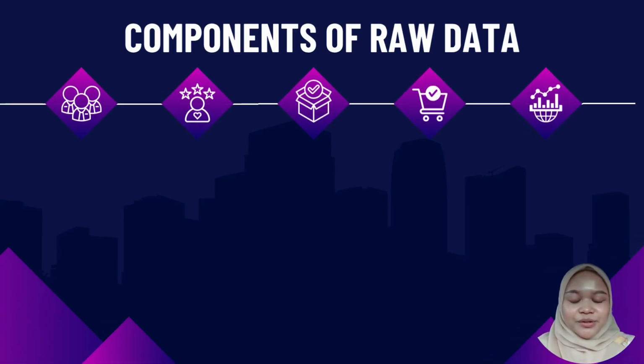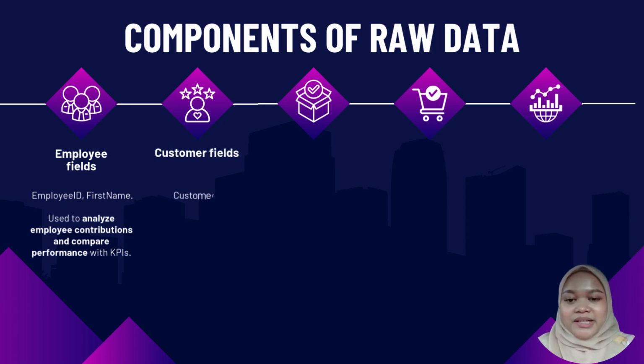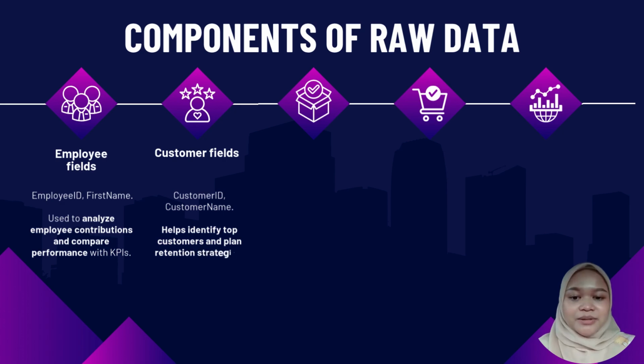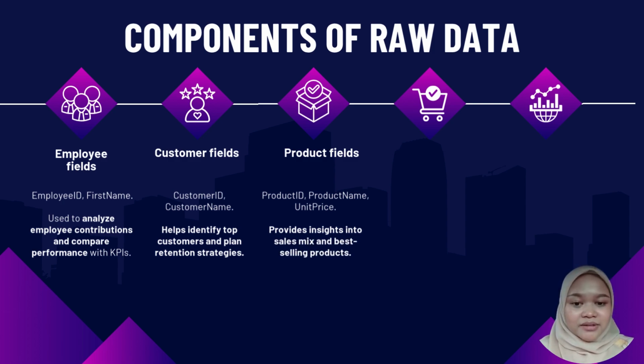So next, I will move to components of raw data. Components of raw data has 5, the first one is employee fields. Employee fields are used to analyze employee contribution and compare performance with KPIs. The second one is customer fields. Customer fields help to identify top customers and plan retention strategies. The third one is product fields. The product fields provide insights into sales mix and best-selling products.